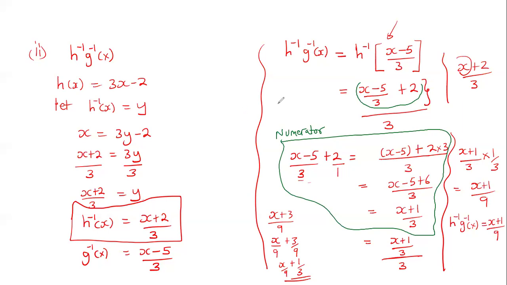Excuse me, sir. I'm still confused on that step of x plus x minus x over 3 plus 2, and the whole of it over 3. I'm still confused on how you have substituted the inverses in that step.